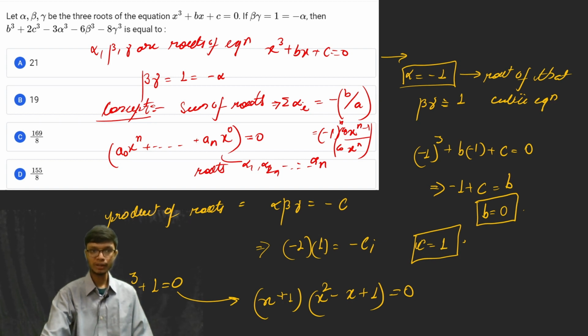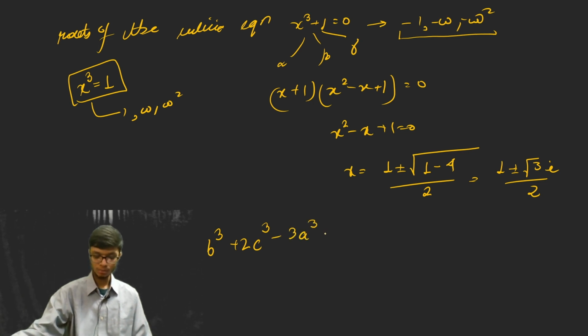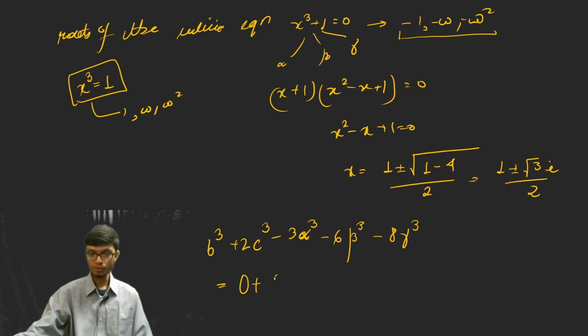Now to find the expression b cube plus 2 times c cube minus 3 times alpha cube minus 6 times beta cube minus 8 times gamma cube. I hope I have written it correctly. Okay, sorry, 3 alpha cube. Now with this, b is equal to 0 and c is equal to 1, so this will be 2 minus 3 alpha cube, where alpha is one of the roots and alpha is equal to minus 1.